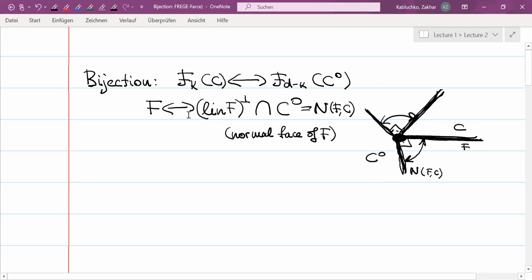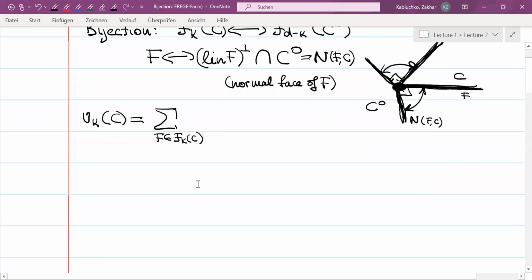And now, given this duality, we can give an explicit formula for the conic intrinsic volume. The k-th conic intrinsic volume of C is what? Okay, recall, it is the probability that a uniformly chosen random point projects to a k-dimensional face. So I have to take the sum over all k-dimensional faces. And then let us describe all the points which are projected to the relative interior of F.